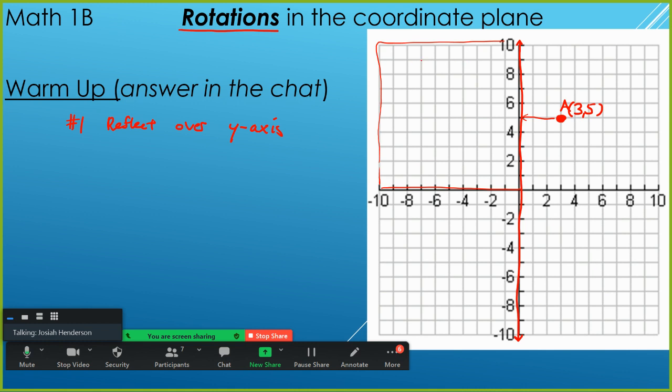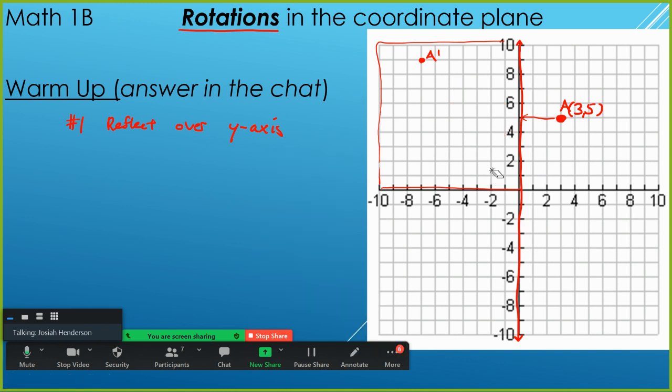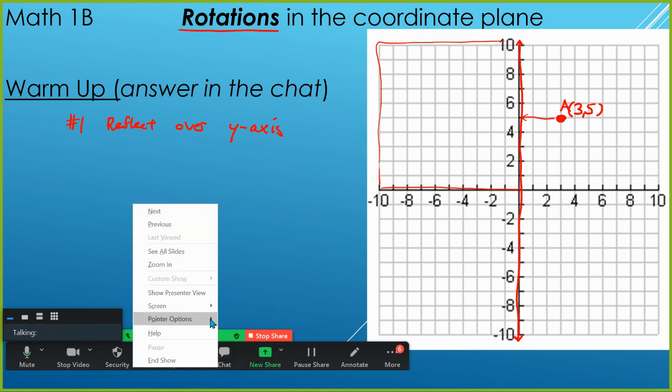But is it going to be, for instance, up here? Too high, right? What about down in this corner? Too low? It's going to be somewhere right here. But I want to be able to know exactly where that point is going when we do a reflection over the y-axis.